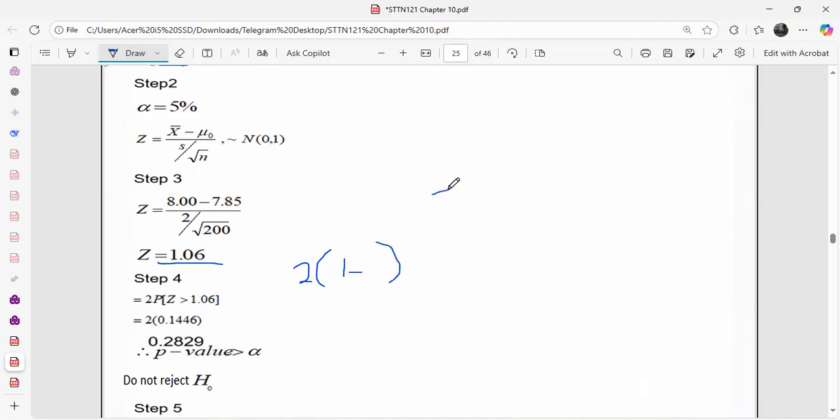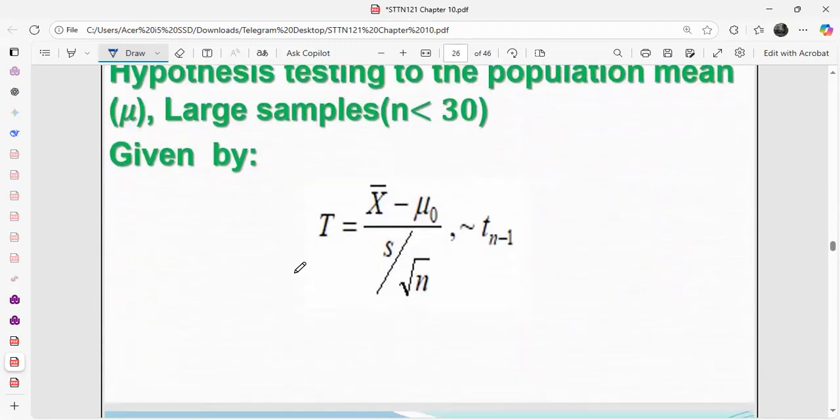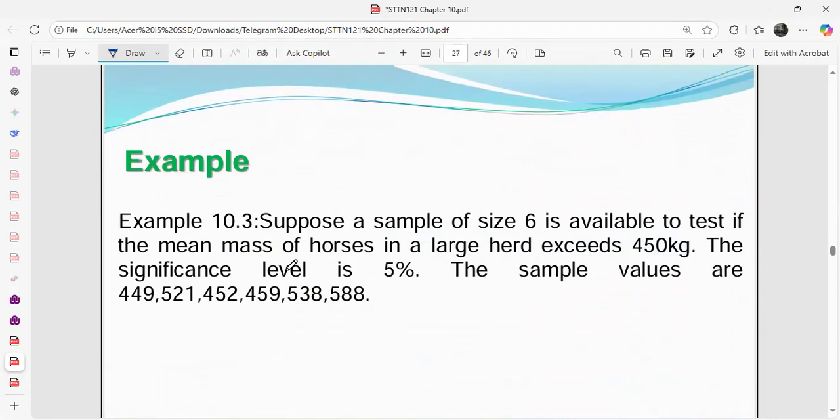What if the z value was negative 1.06? You're just going to say 2 multiplied by the probability that corresponds with this. You write it here. No need for 1 minus. We only use 1 minus if this one was positive. But the fact that it's two-sided, you have to multiply your probability, the whole thing, by 2. Then you get the probability. Then you check the condition: if it is greater than alpha, you do not reject. If it's less than, you reject. I'm looking for the t one when it's less than. Let's look at the example.